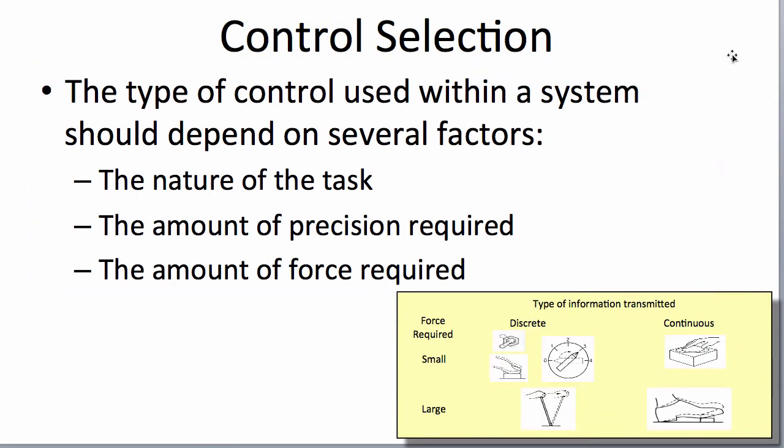The selection of a control is going to depend on a lot of different factors, including what the nature of the task is the user is trying to accomplish, how much precision is required, and how much force the user is going to have to put out to operate that control. So, for example, if you see this figure on the right-hand side, is there a discrete motion that needs to happen, or is it a continuous choice of control? Discrete choices of control may be a simple toggle switch or a button. Continuous controls may require a knob or a foot pedal.